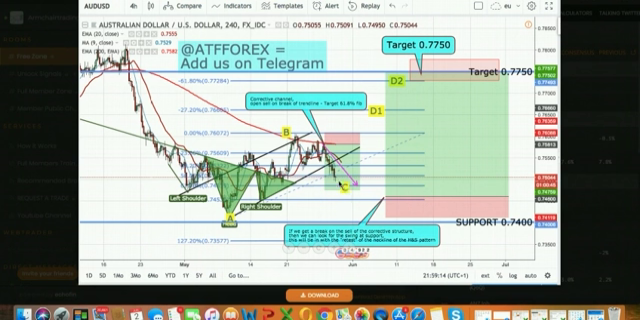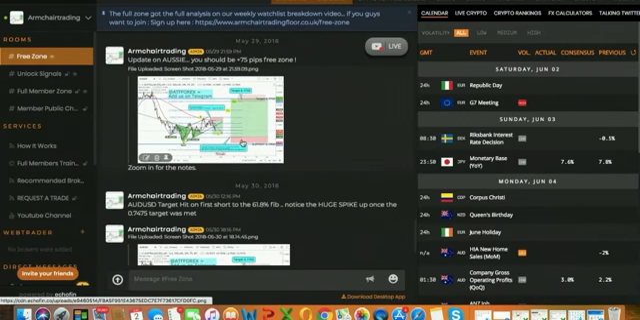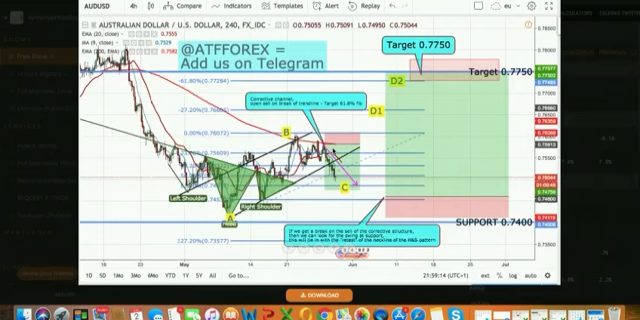This is about just shy of 85 pips right there on the Aussie. And then if I zoom this out, we're looking for a target to come down to our target level and then immediately sell back up to the 0.7750.